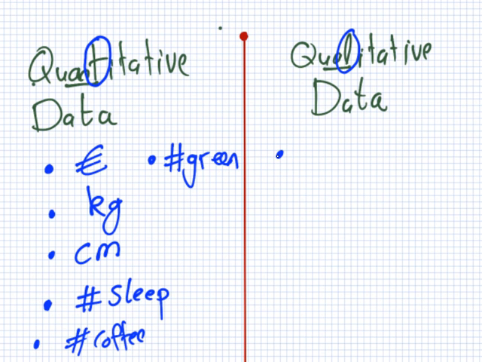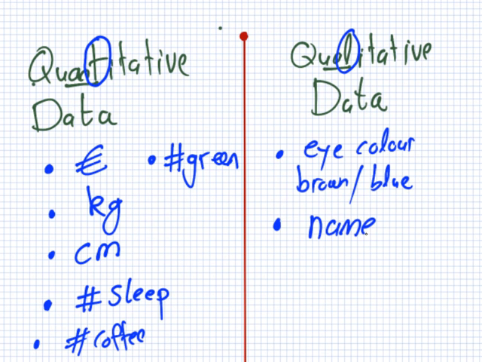Qualitative would be data like the student's eye colour. For example, it could be brown, and the next one could be blue. I'll give you another example: what's the student's name? You see, I know what you're saying, but you can count both of these. The difference is going to be explained in a minute.